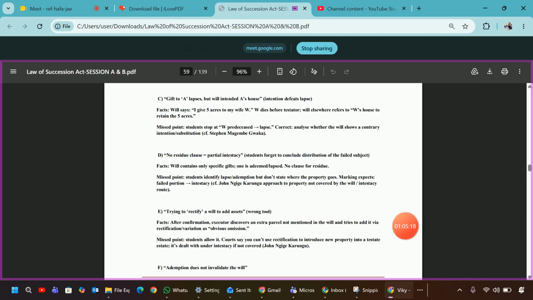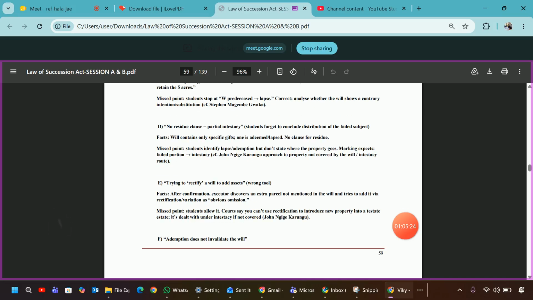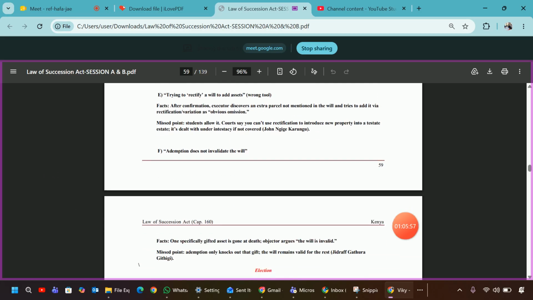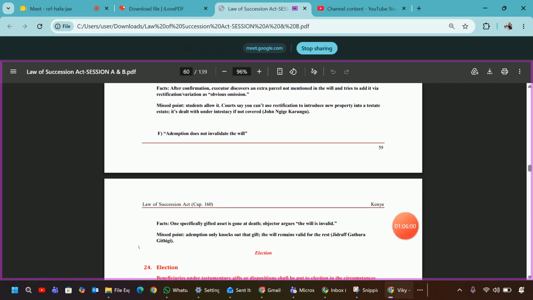This was seen in John Ngige Karungu, on the approach to property not covered by the will, where the intestacy route was used. If you read key takeaway E, trying to rectify a will to add assets is a wrong approach. After confirmation, the executor discovers an extra parcel not mentioned in the will and tries to add it via rectification or variation as an obvious omission. The missed point is that students allow it. Courts say you can't use rectification to introduce new property into a testate estate. It's dealt with under intestacy if not covered.